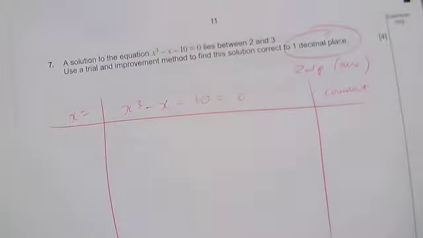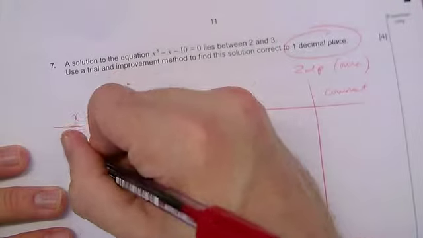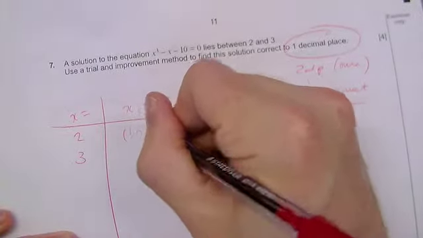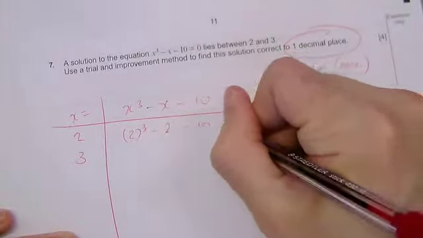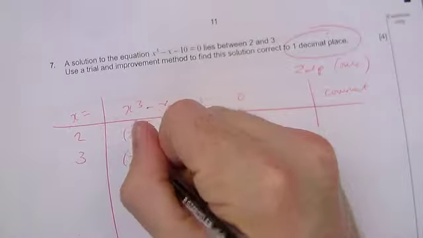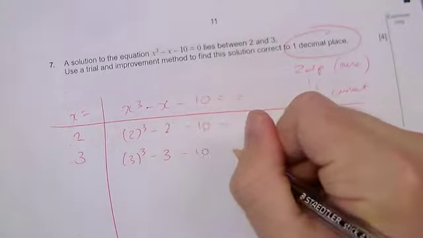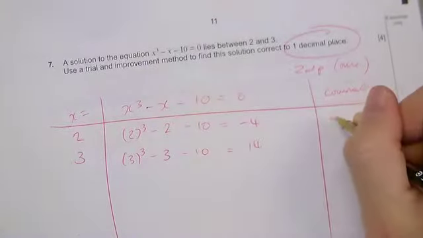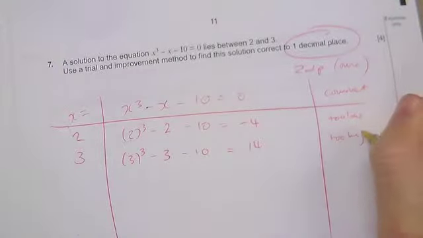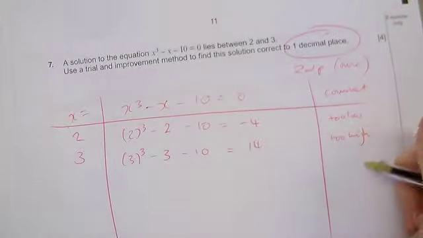Always try the 2 numbers given in the question, 2 and 3. As soon as I try 2 and 3, I pick up a mark. So 2 cubed minus 2 minus 10, that's going to be minus 4. And then 3 cubed minus 3 minus 10, that's going to be 14. So this one was too low, and this one was too high. That's what gets the marks, going too low, then too high, because it shows it's in between 2 of them.